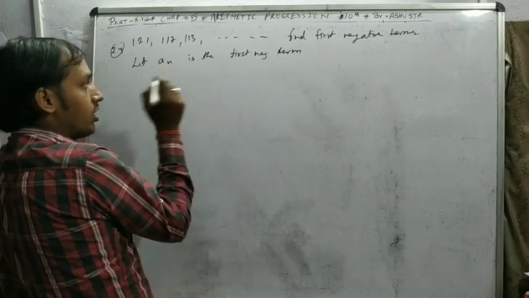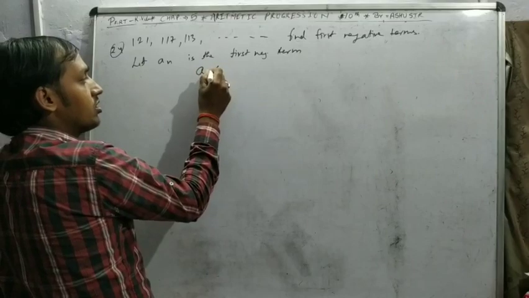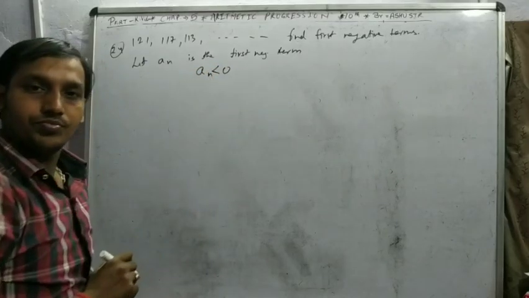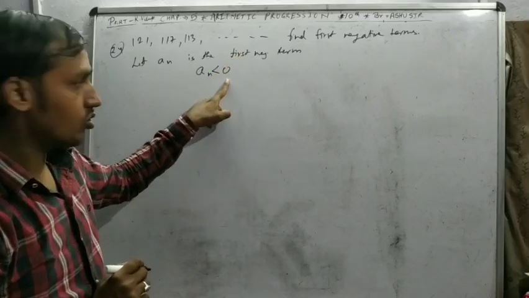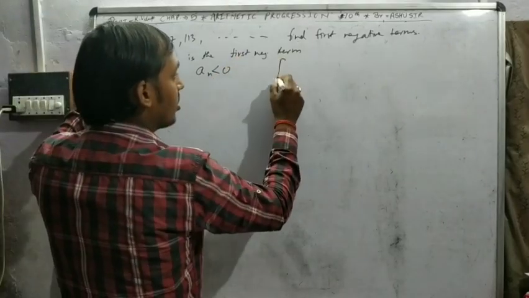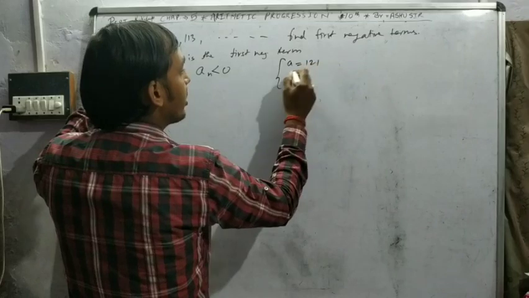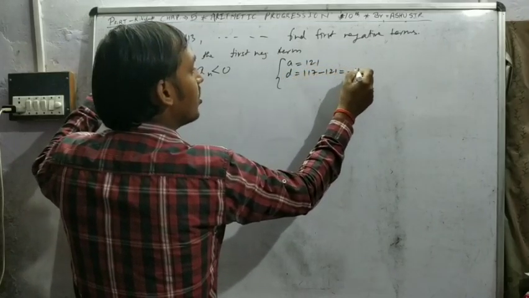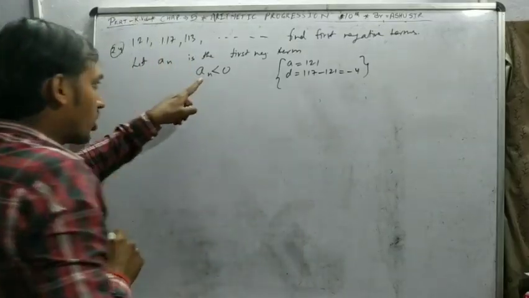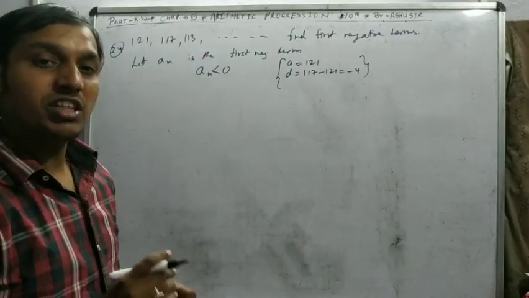If an is the first negative term, then it is less than 0, because a negative value is always less than 0. And for this AP, A is equal to 121, D is equal to 117 minus 121, which is minus 4. You can put these here and find which terms are negative.